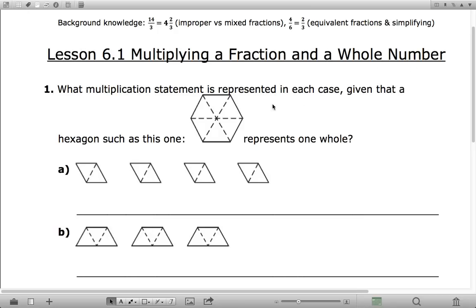number. So if we have a single hexagon such as this representing one whole, then the multiplication that's being represented here is 4 times 1/3. As you can see that there are 4 of these, and each one of these shapes is 1/3. So we don't have all the pretty colors as we did on the other slide, but you get the idea. The shapes are still the same. So that gives you 4 thirds.